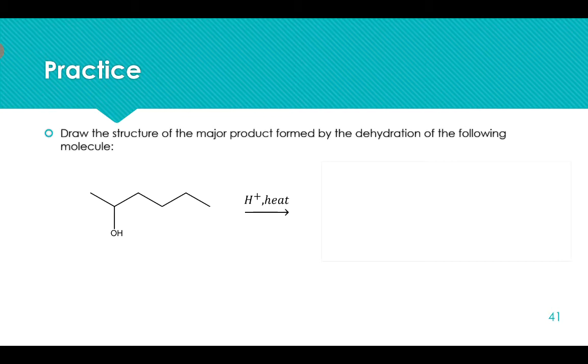Go ahead and pause the video and try to identify the major product formed by this dehydration reaction. Unpause the video when you're ready to check your answer.